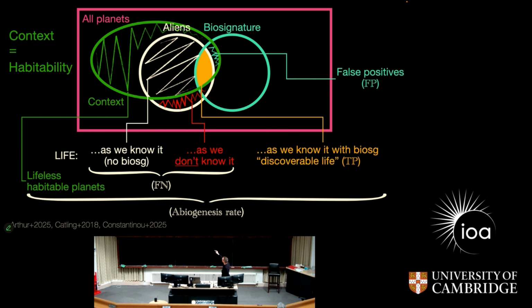These lifeless habitable planets and the fraction of them that are producing life, this is our abiogenesis rate. So this is a rate ultimately rooted in prebiotic chemistry and the early planetary environments that support prebiotic chemistry and the emergence of biochemistry.